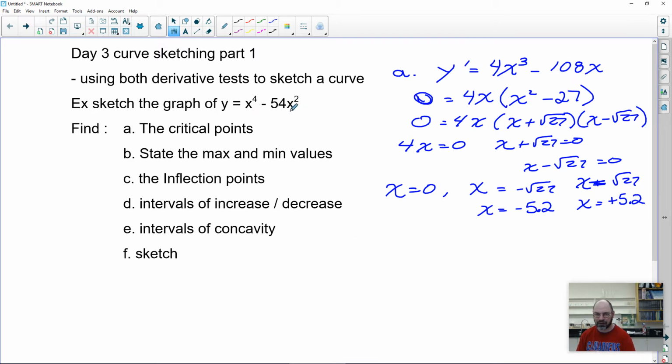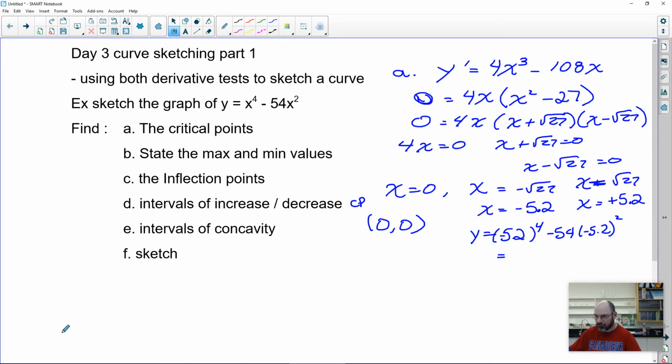Now, if we plug them into here, we're going to get our points. One critical point is at 0, 0, because if you put 0 into there, you get 0 for y. Now we're going to plug the others in. y equals negative 5.2 to the fourth power minus 54 times negative 5.2 squared.